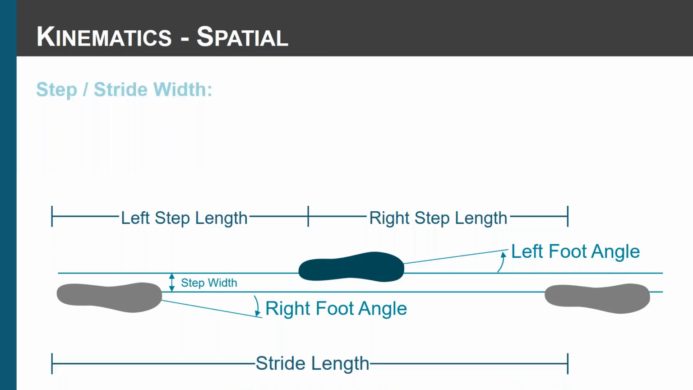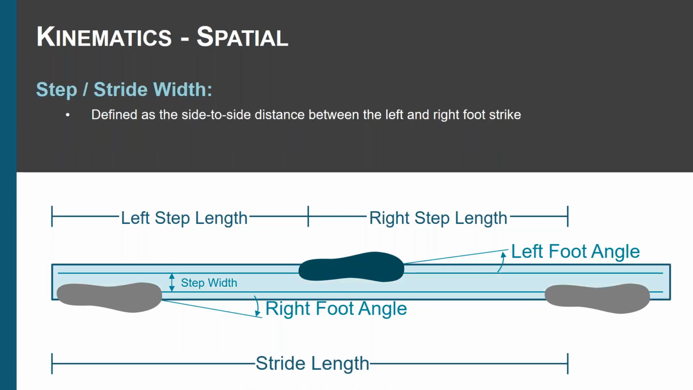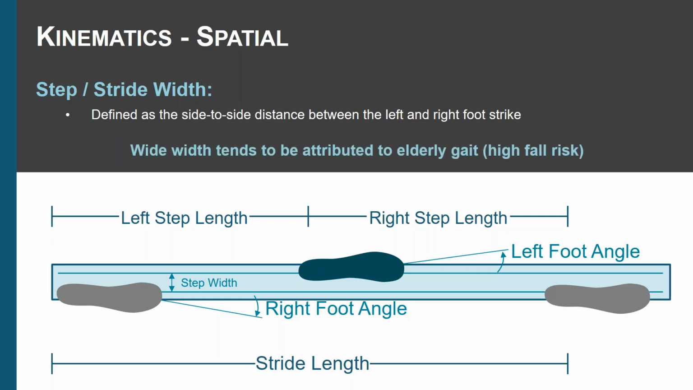Step and stride width is defined as the side-to-side distance between the left and the right foot. Again, there's nothing to say that you need to be within a certain distance, but it has been shown that the wider the width while someone is walking, the more it can be attributed to a high fall risk. If you think of the elderly who are unstable, they will not take as long of a stride, and they'll tend to have a wider stance as well, with the fear of falling, to give themselves a wider base of support.